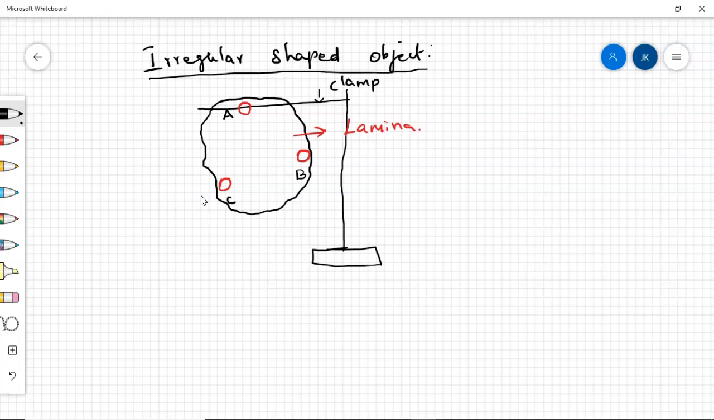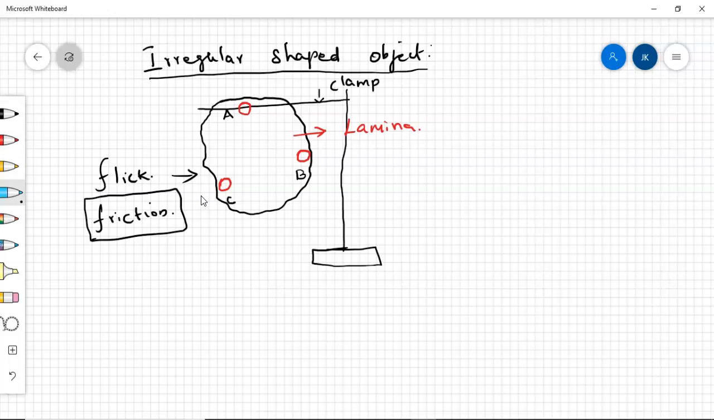Next step, you have to flick the cardboard and check if it is swinging freely, to check if there is friction or not. If there is friction, you cannot get the accurate center of mass or center of gravity. What we have to do is make the hole bigger. If the irregular shaped lamina is swinging freely, then next we have to attach a plumb line.